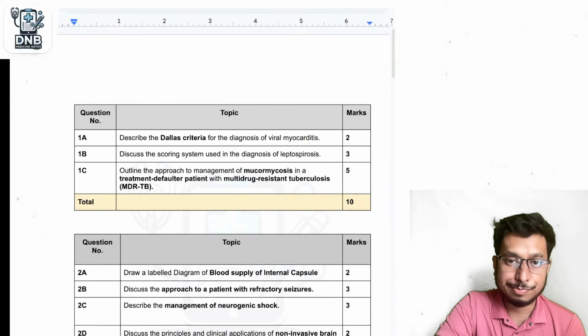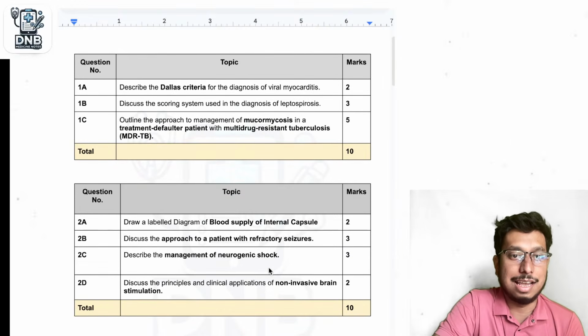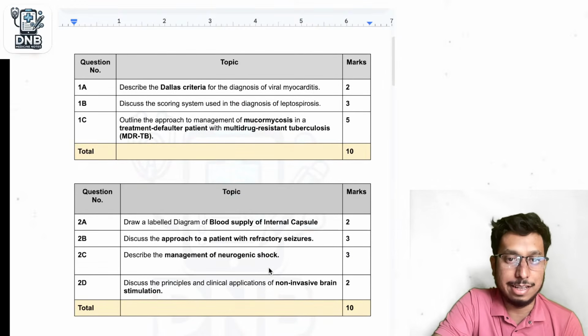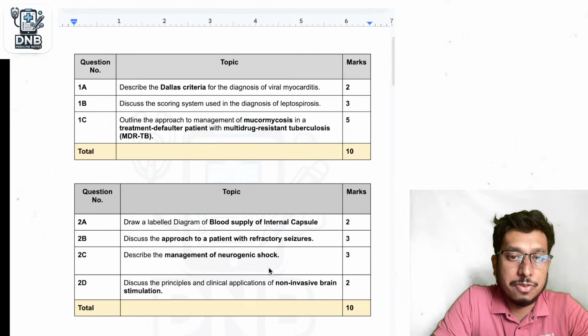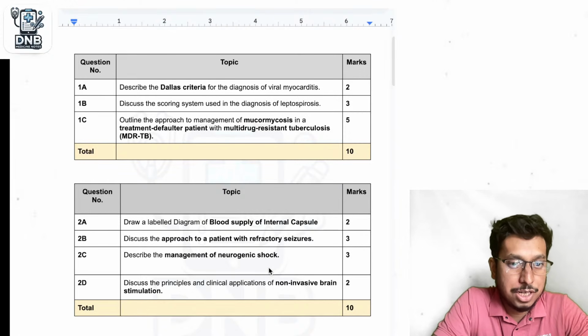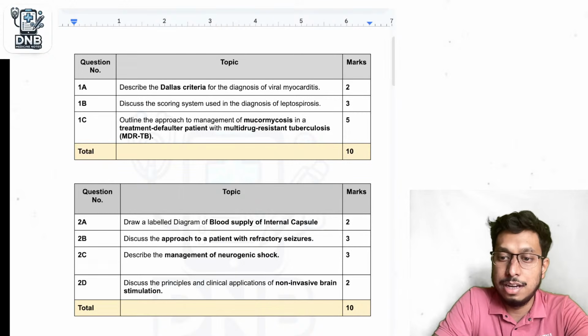Mock paper. So what are the questions? Describe the Dallas criteria for the diagnosis of viral myocarditis. So it is 2 marks. Discuss the scoring used in the diagnosis of leptospirosis. It is again 3 marks. Outline the approach to the management of mucormycosis in a treatment defaulter patient with multi-drug resistant TB. It is again 3 marks. Okay. So how are you going to structure it?